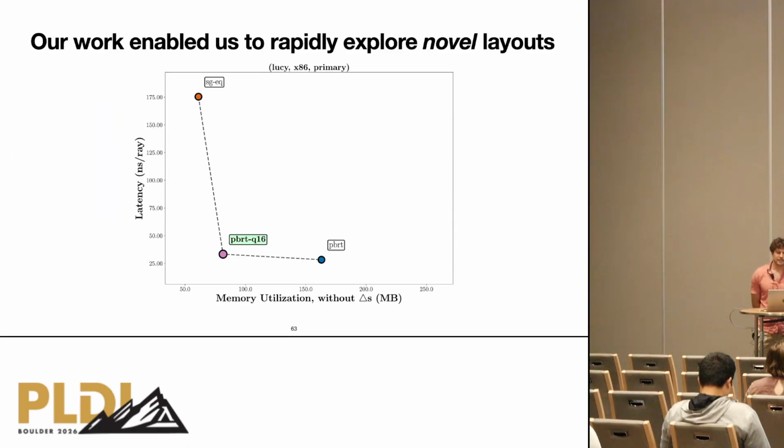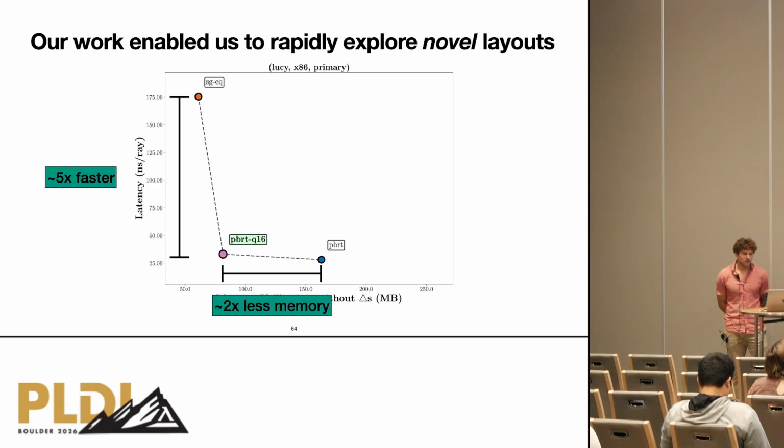And perhaps we can look at a single point in this evaluation context, namely Lucy, which is 28 million triangles, run on x86, and using coherent or primary rays. And clearly, PBRTQ16 is on the Pareto frontier. And interestingly, it's about 5 times faster than the most space-efficient layout that we were exploring previously. And it also uses about 2 times less memory than the fastest layout we were exploring previously.